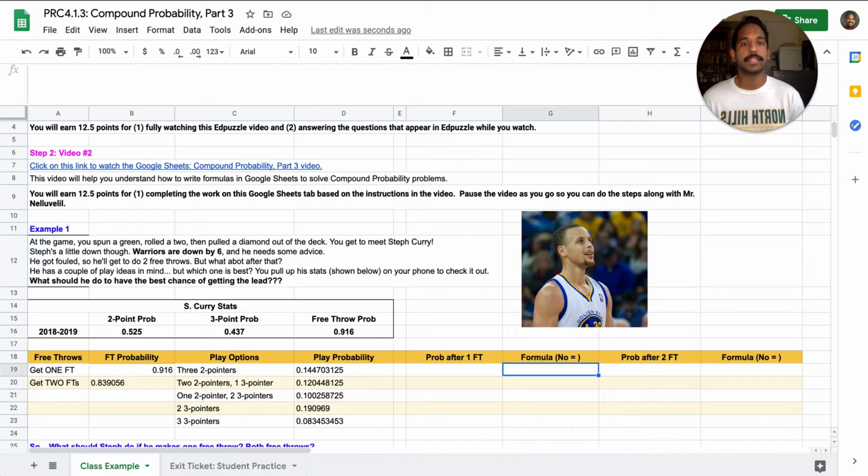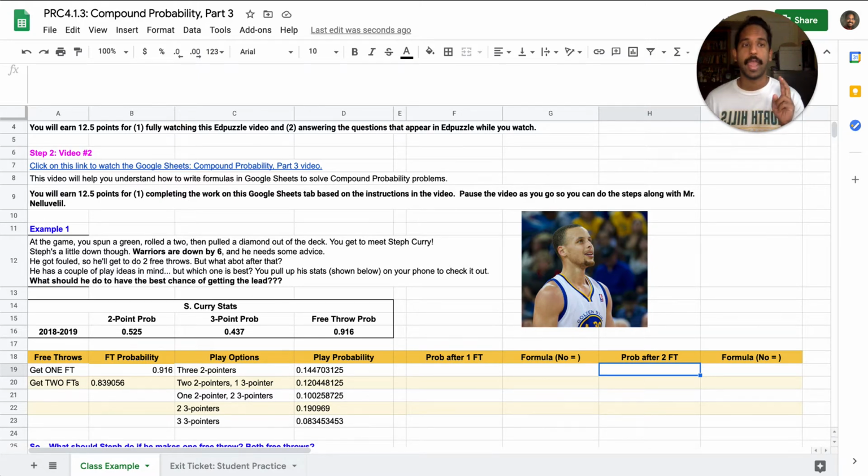Our goal now is to figure out how we can find the probability of these plays working after one free throw. Because let's say he makes one of the free throws and not both of them. What does he need to do? Which one's going to be the best decision? And then also, after two free throws, what if he makes both of those free throws?